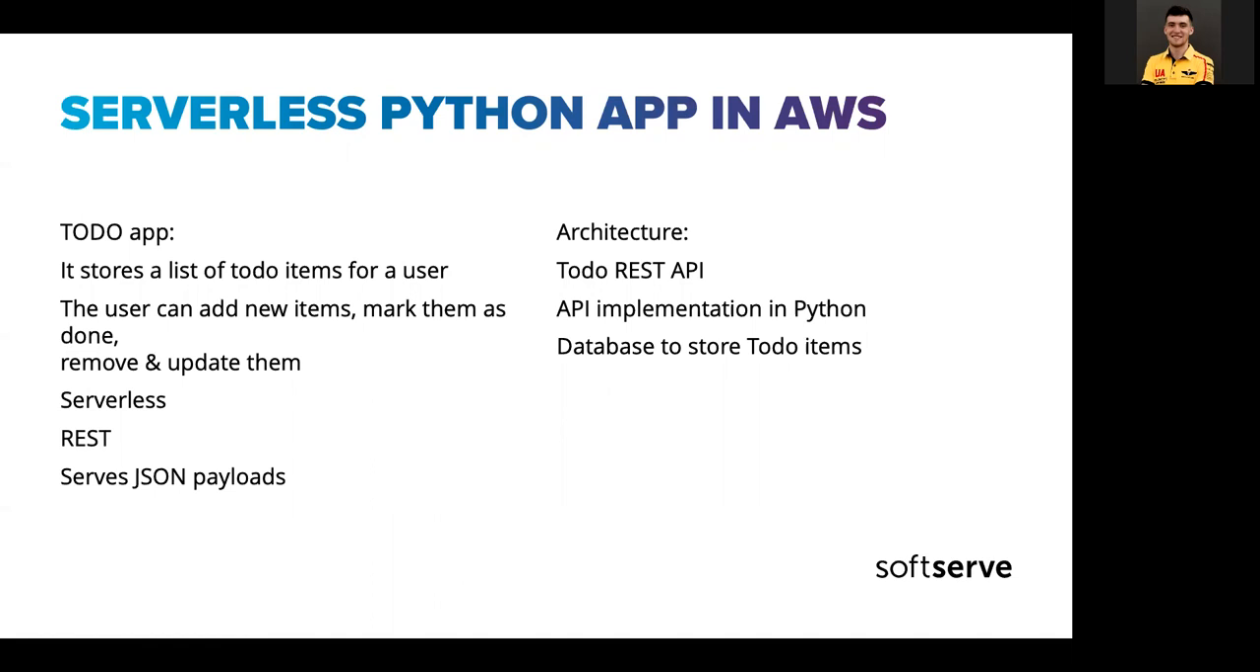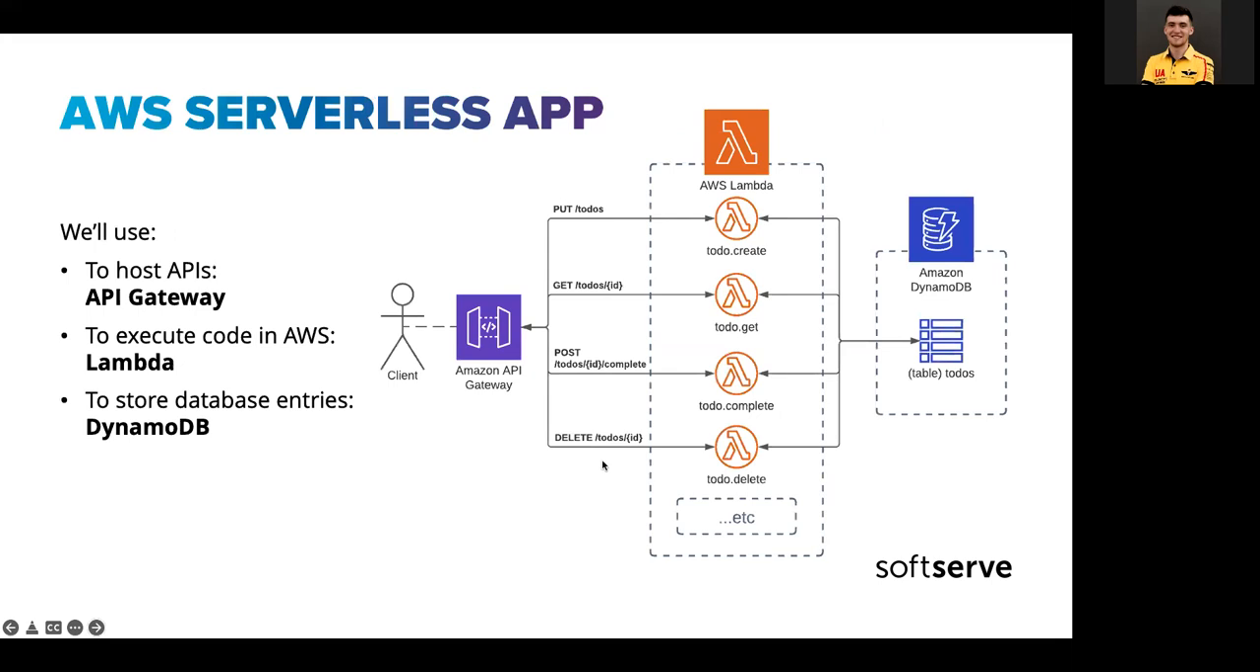The architecture has three tiers, let's say. So we have the REST API. We have the API implementation in Python, and we have a persistence layer or database to store the to-do items. The architecture would look something like this. To host the API, we will use API Gateway component of AWS. To execute code in the cloud, we will use Lambda. And to store database entries, we will use DynamoDB.